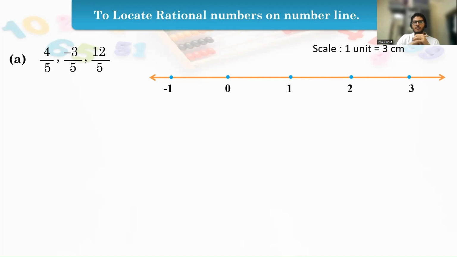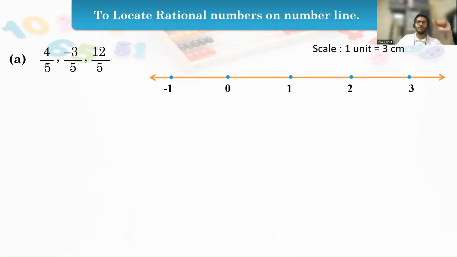Now I was talking about the denominator of a fraction. Just look at the fractions which we have, which are rationals also. 4 by 5, -3 by 5, and 12 by 5. They all have the denominator as 5. So the denominator holds a very important role here.